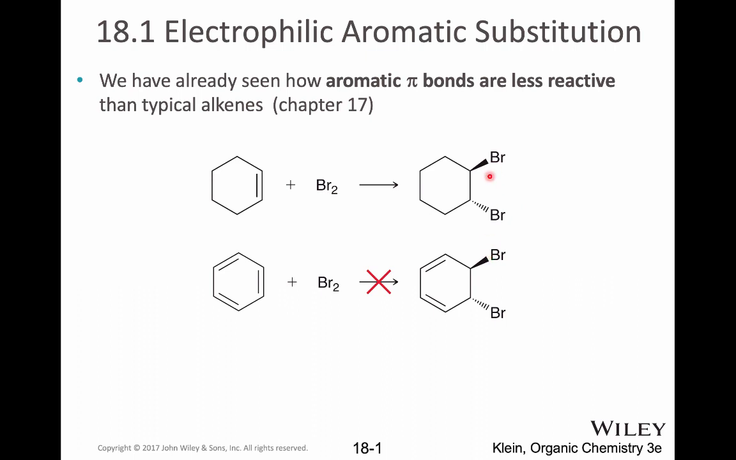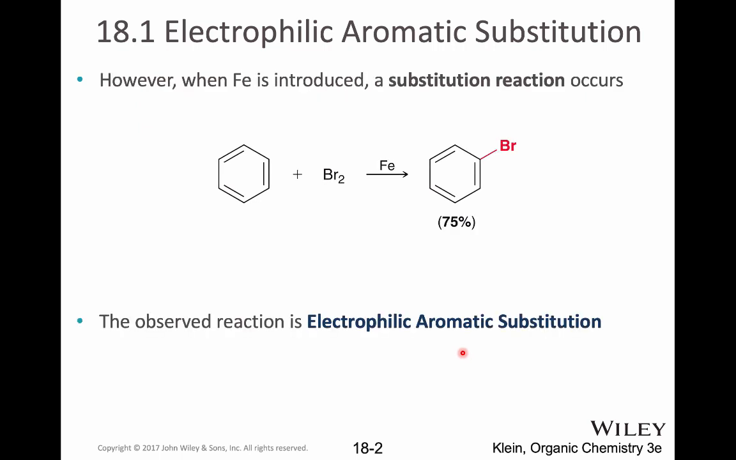We would add across the double bond, and what we find is that when we have benzene, which is an aromatic system, you don't get this type of addition across the double bond. And the question is why? One of the things that is even more peculiar is that if you add a catalyst to the reaction to make the reaction a little easier, you don't actually get an addition reaction. Remember, you get a substitution reaction, so you're replacing a hydrogen on the aromatic ring with a bromine. So we call this reaction an electrophilic aromatic substitution reaction.